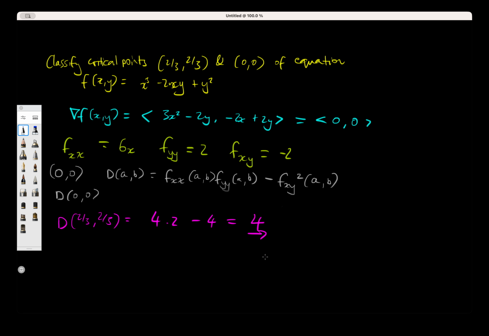So the discriminant is bigger than 0, which means it must be either a local max or a local min. We can say it's min or max. And we now need to do one more classification. We need to take f x x at 2/3, 2/3, which we already found to be 4. 4 is greater than 0. Therefore, we know that this has to be a min.